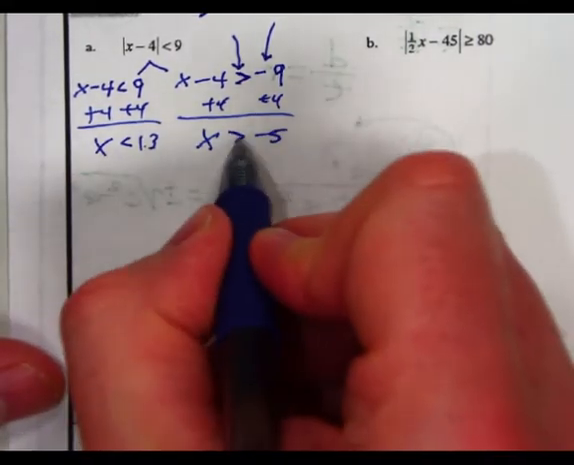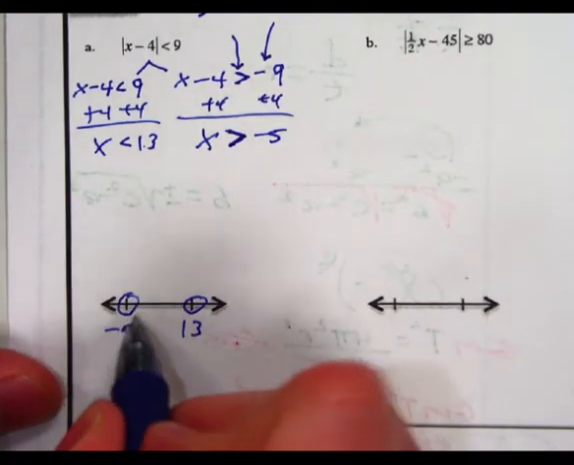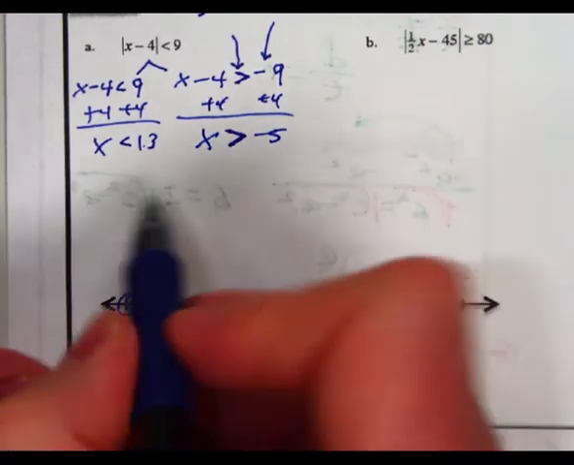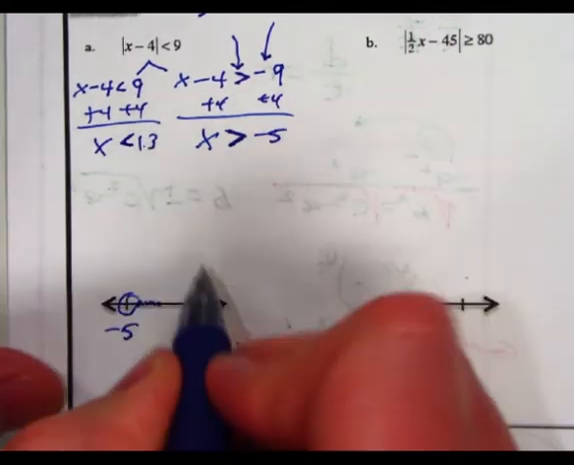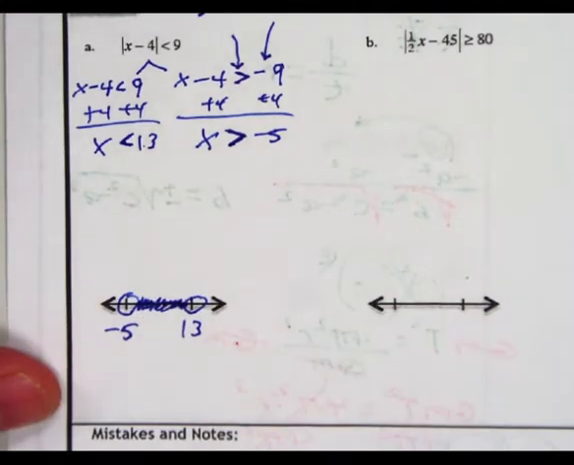Then this one is pointing which way it shades from the negative 5. Point this way, greater than negative 5. All the numbers greater than negative 5 are over here. All the numbers less than 13 are back over here. So this is the area that gets shaded in between, and that's what it looks like.